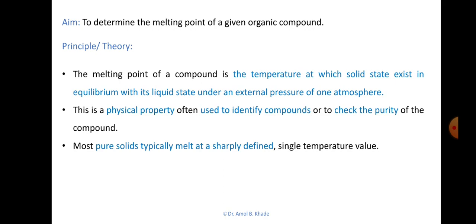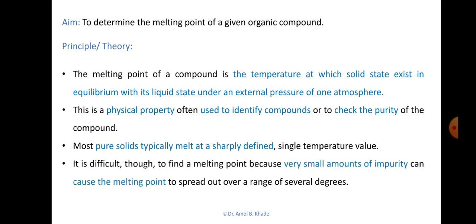So there may be a minute amount of impurities like water, or it could be some other substances present in the sample. Because of the impure sample, it will be melting in a range. If it is a pure sample, it will be melting at one particular temperature. So you can easily identify whether your compound is highly pure or has some impurities.